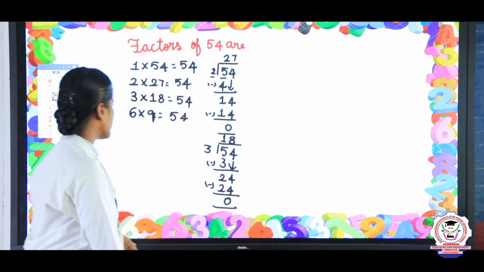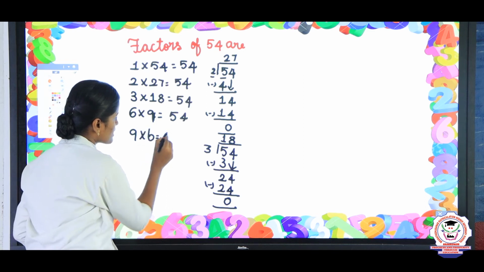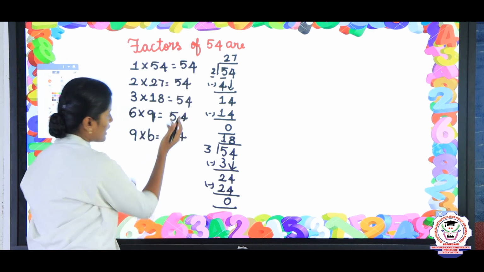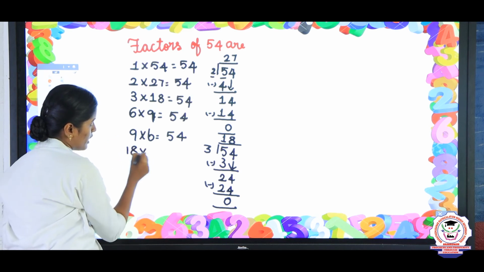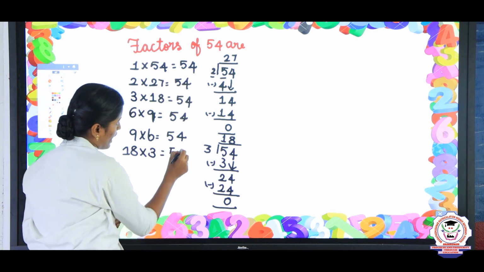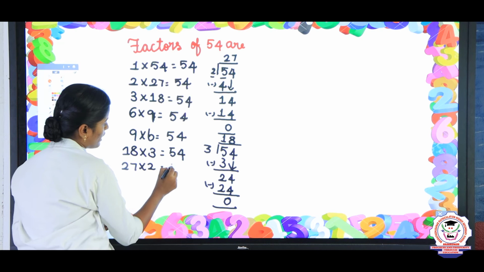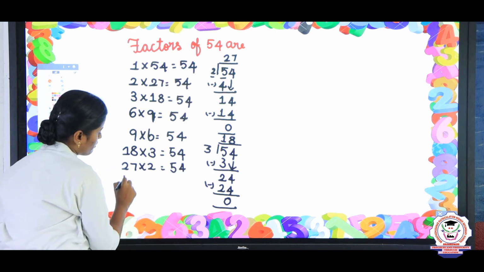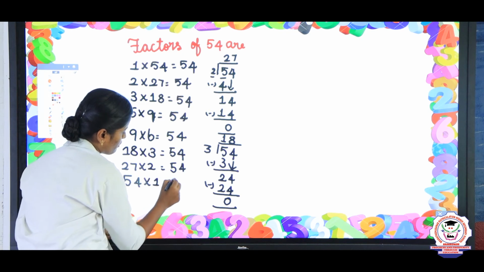Next you are going to check the 9 table. So 9 table, that is 9 6s are 54. Then the number will be repeated. Next we have 18 3s are 54. So write here 18 3s are 54 and then 27 2s are 54 and then 54 1s are 54.